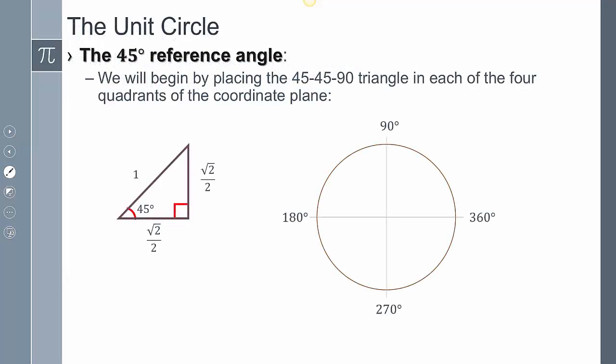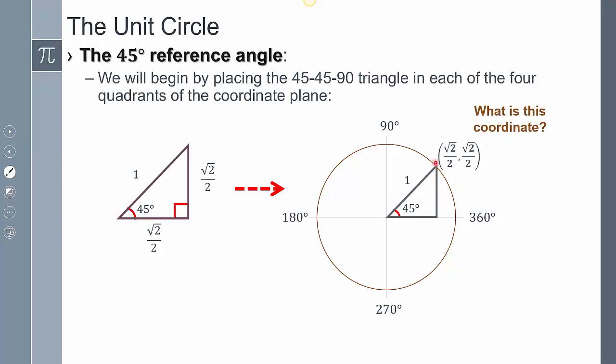So first, let's start by putting the 45-degree reference triangle onto my unit circle. If I put that on here, what's going to happen is this distance here is going to be radical 2 over 2, and this distance is going to be radical 2 over 2. So that's going to be my coordinates.